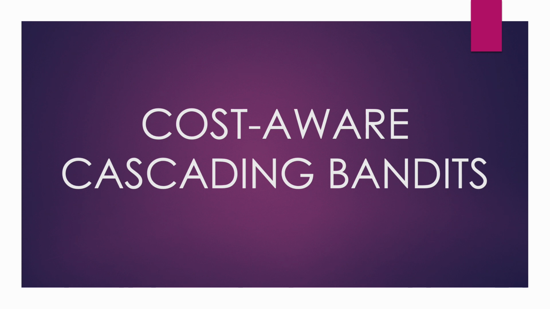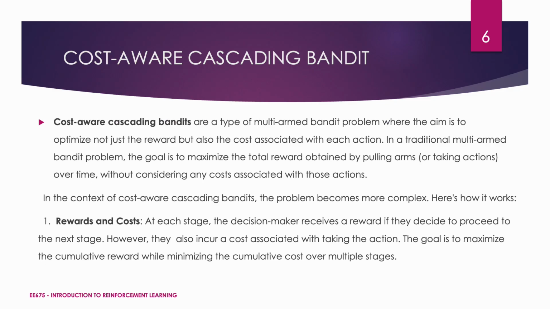Now we move on to the cost aware cascading bandit setup, which is the main theme of our analysis. So what are cost aware cascading bandits? Cost aware cascading bandits are an important variant of the general multi-armed bandit problem. Unlike traditional bandits, where the focus is solely on maximizing rewards, cost aware cascading bandits, on the other hand, also consider the costs associated with each action. This adds complexity to the problem as decision makers aim at balancing maximizing rewards and minimizing costs for every action.